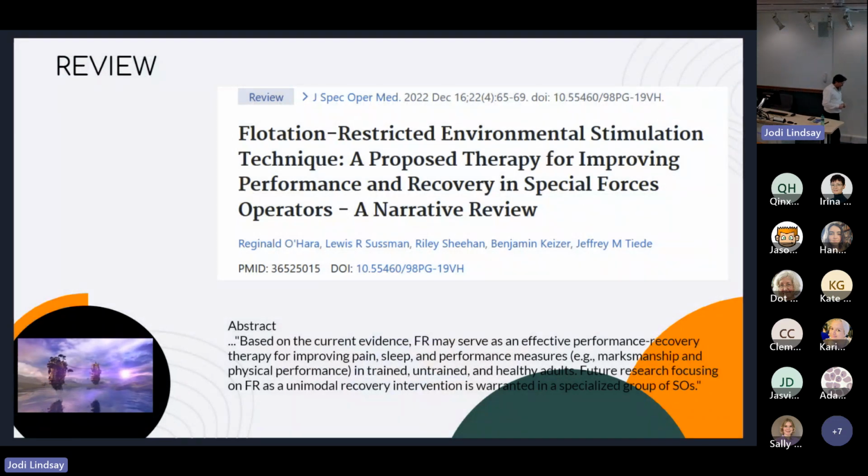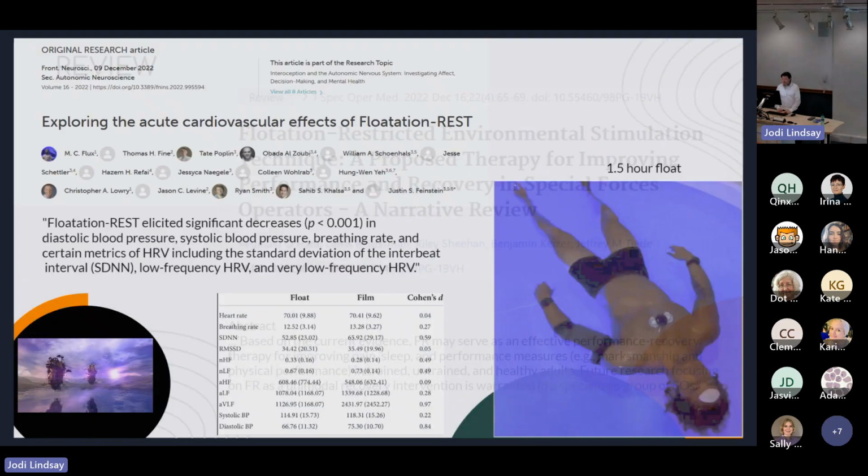There was this review which I was quite amazed about. The special forces actually looked into this and found that this technology can help improve pain, sleep, and performance measures in trained, untrained, and healthy adults. They analyzed more than 35 studies that have been done on this technique. I thought it's quite interesting that even the Army thinks it's something useful to have.